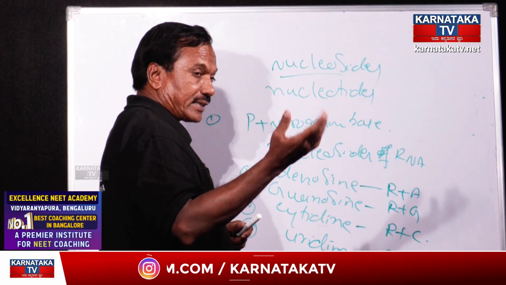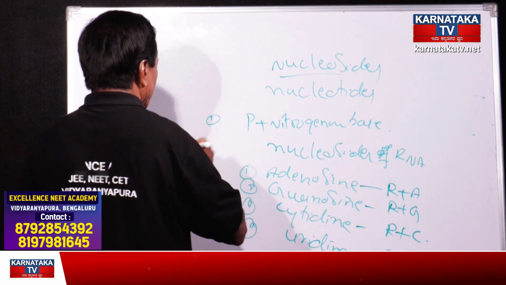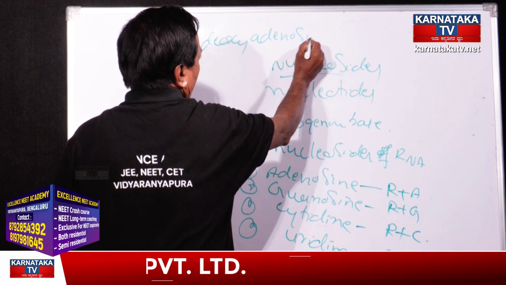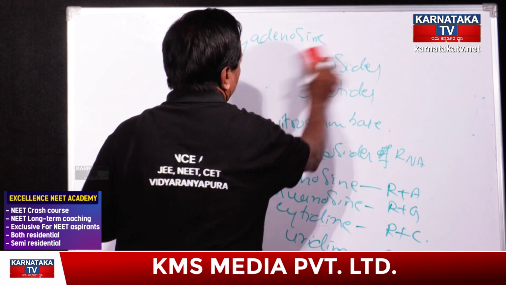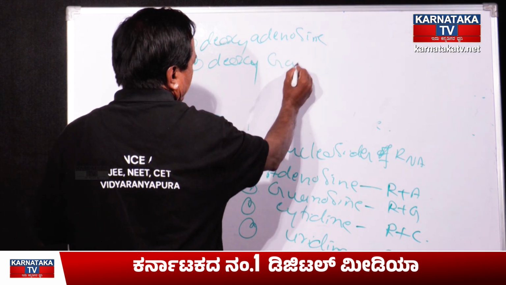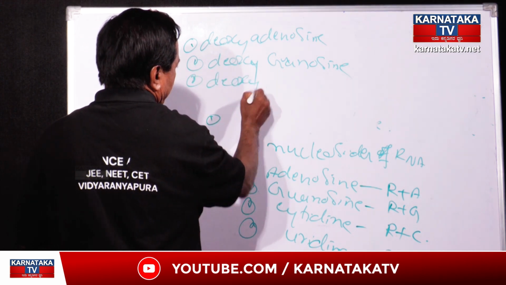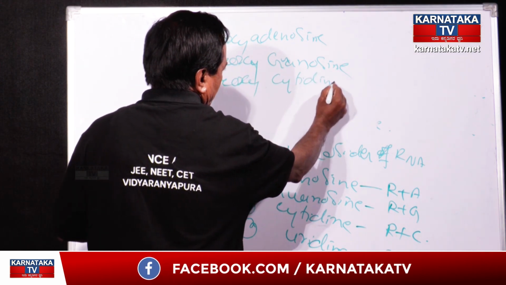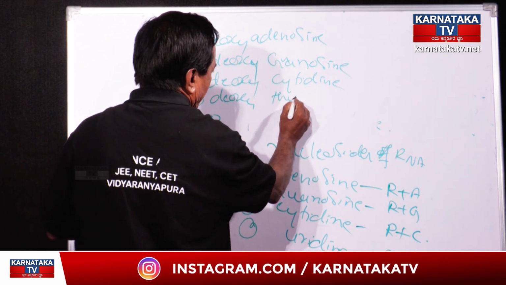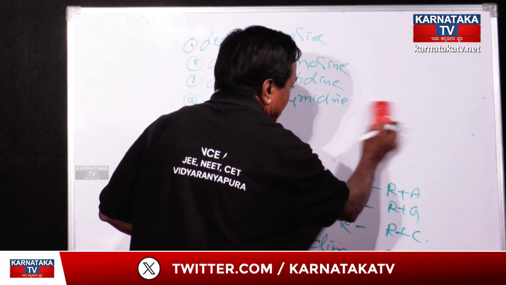Like that, in case of DNA also, there are 4 nucleosides. For example, number 1, deoxyadenosine. Number 2, deoxyguanosine. Number 3, deoxycytidine. Number 4, deoxythymidine. These are the 4 nucleosides present in DNA.